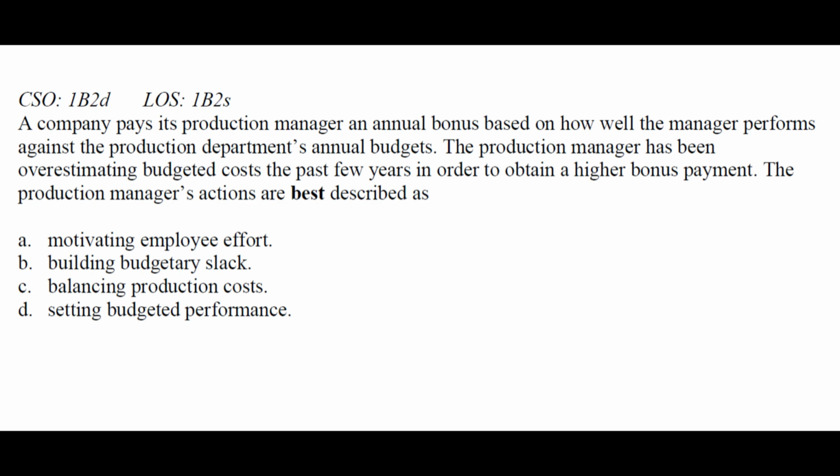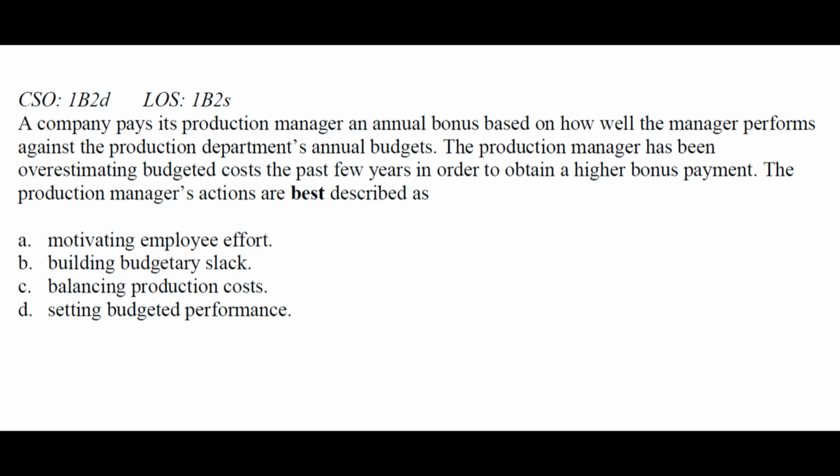The key phrase in the question is overestimating budgeted costs in order to obtain a higher bonus payment. This clearly indicates that the production manager is deliberately creating easier performance targets rather than preparing an objective and realistic budget. Such behavior reduces the effectiveness of the budgeting process, weakens resource allocation decisions, and may cause the organization to miss opportunities for cost reduction and operational improvement.